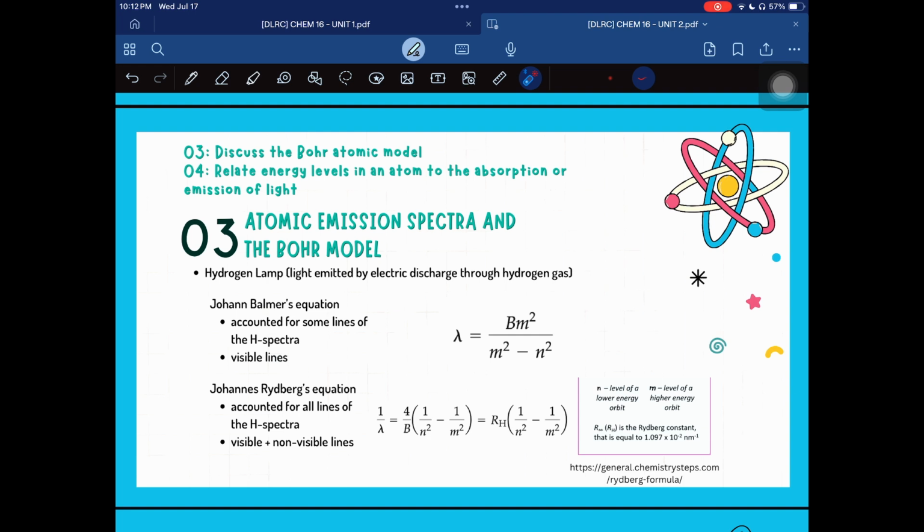Balmer's equation was later found to be a special case of the Rydberg equation, formulated by Johannes Rydberg. So Rh is the Rydberg constant for the hydrogen atom. So the Balmer series uses n is equal to 2 and m is greater than n.